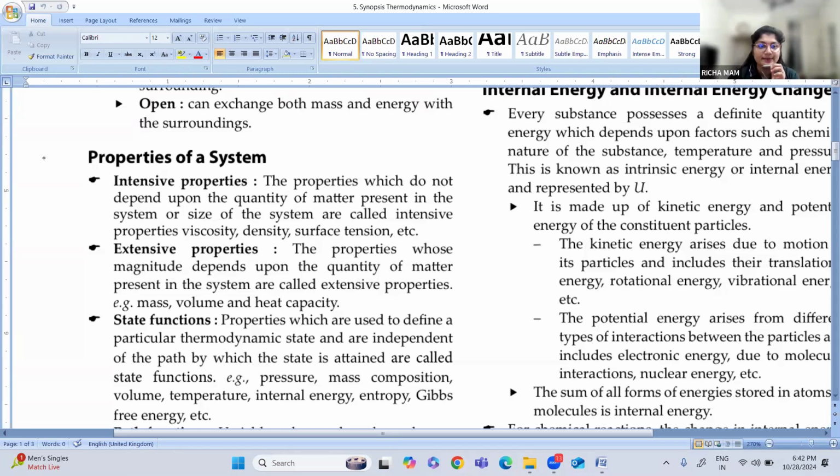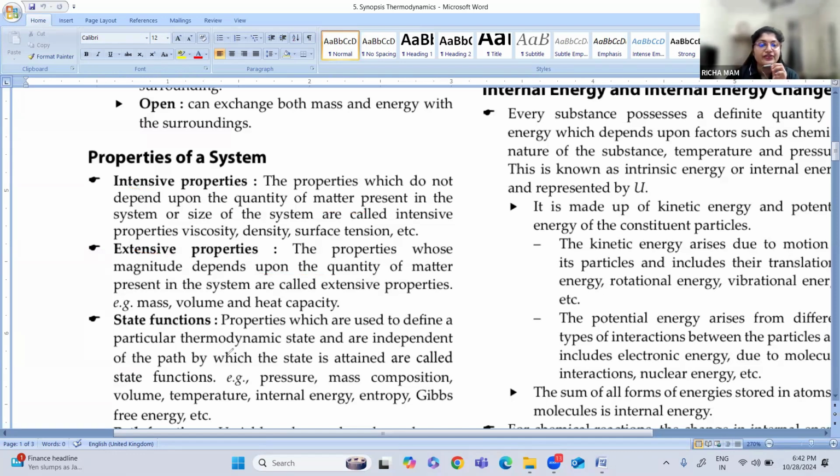Please remember the examples of intensive properties and extensive properties. What is intensive? It does not depend upon the quantity of matter. Extensive means what? It depends upon the quantity of matter. Next is state functions.